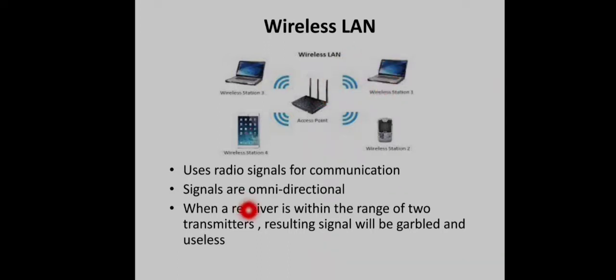If a particular receiver is within the range of two different transmitters, the resulting signal will be garbled and useless. Think about this laptop. Suppose here we also have one more wireless access point, and this node receives a signal from both of them together. What happens? The data will be completely garbled. So we need a specifically designed protocol for wireless LAN.